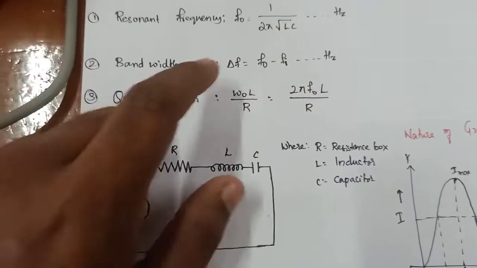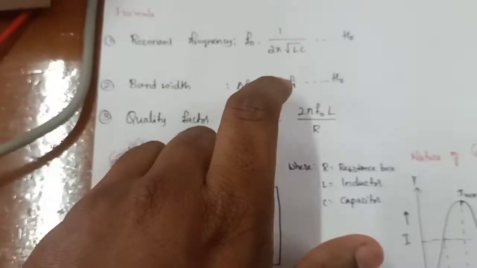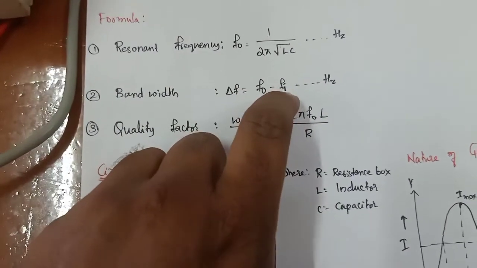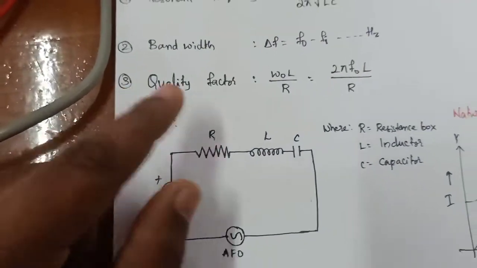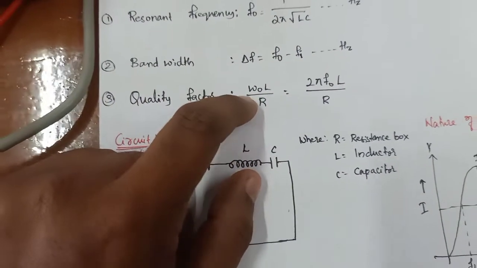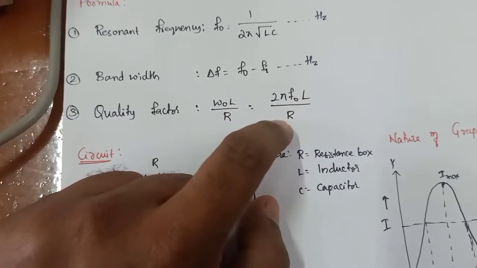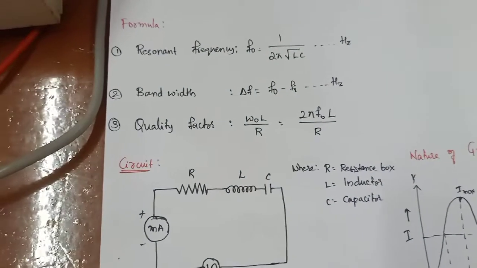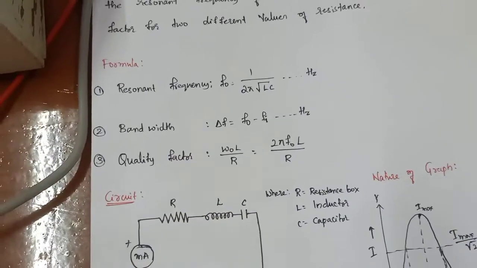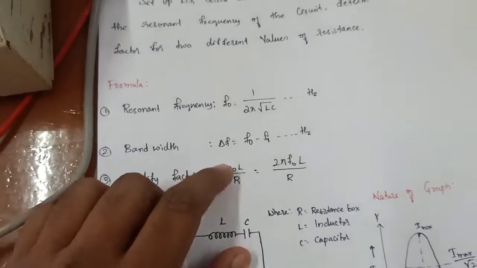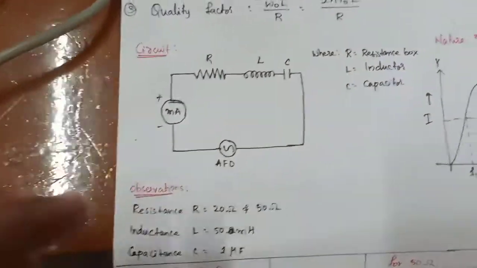And bandwidth, we know the bandwidth is the difference between the highest frequency and the lowest frequency, where F naught is the highest frequency, this F1 is the lowest frequency. It's also in hertz. And this is the quality factor, that is omega naught L divided by R, where omega naught is equal to 2 pi F naught and L remains constant. The quality factor is defined as the sharpness of the resonating curve, or it is the ratio of the inductive reactance or capacitive reactance to the resistance.